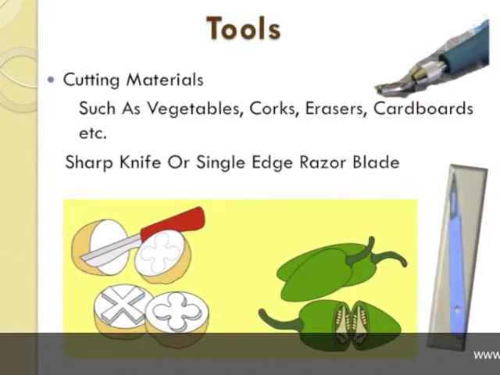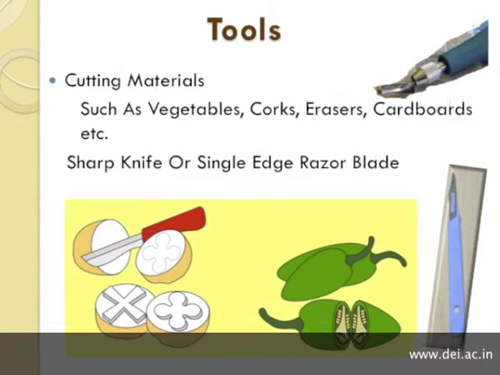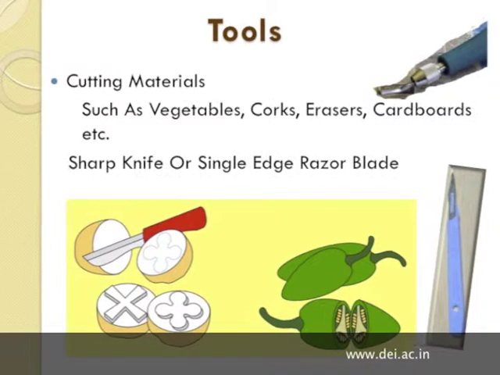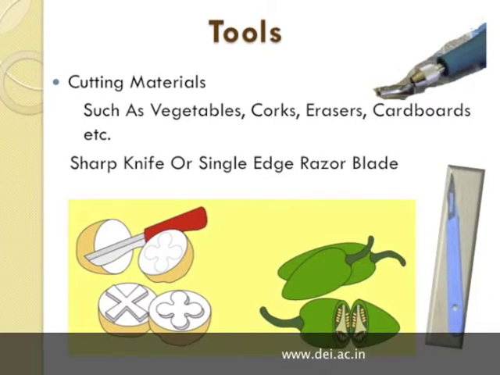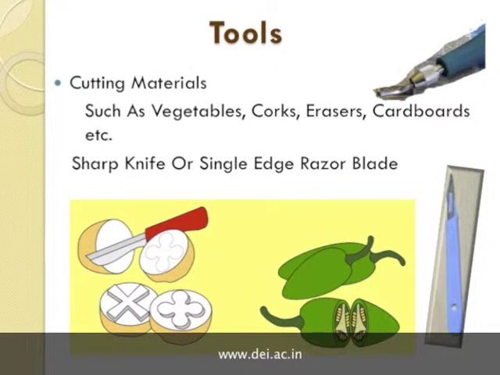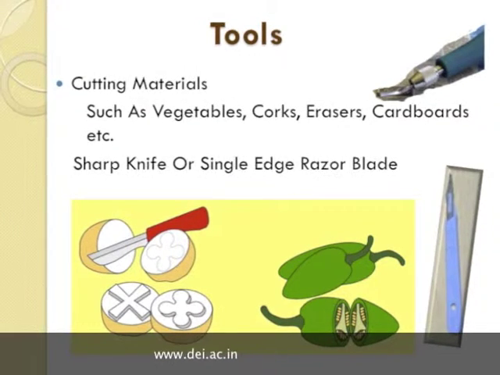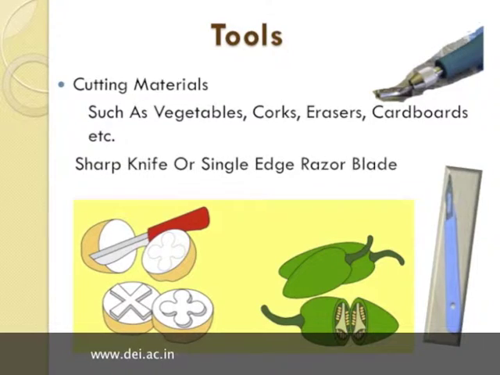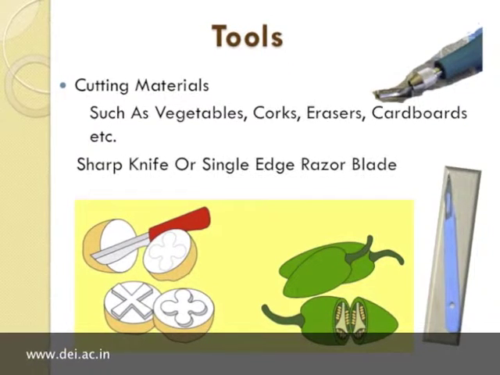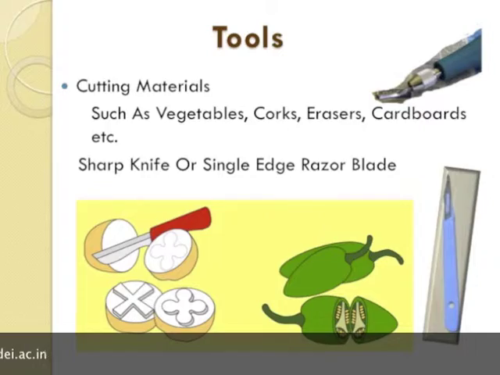Tools. The tools used for doing block printing can be of different kinds. For cutting materials such as vegetables, corks, erasers, and cardboards, a sharp knife or single-edge razor blade is used.